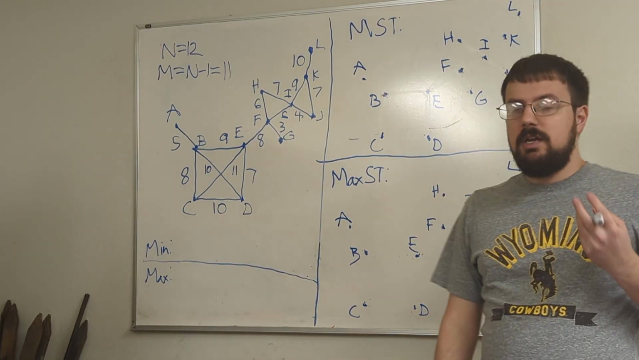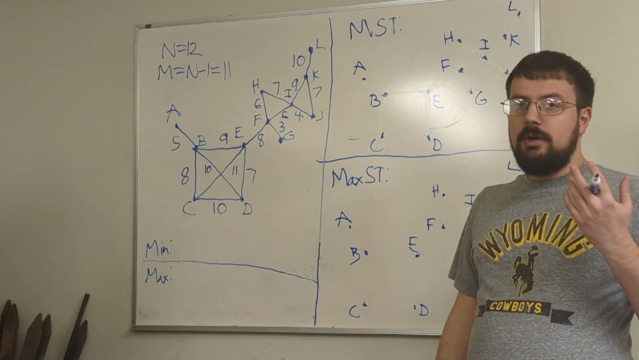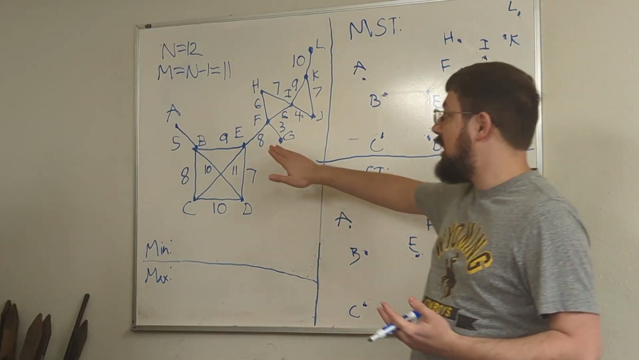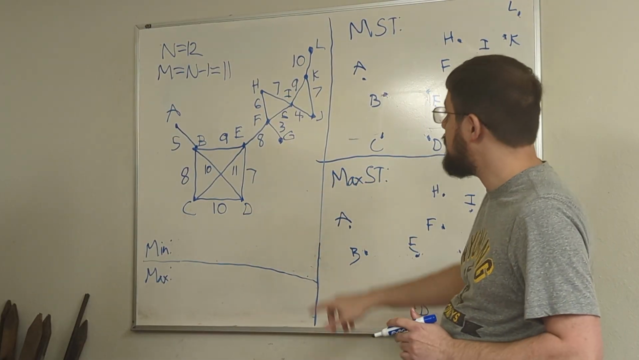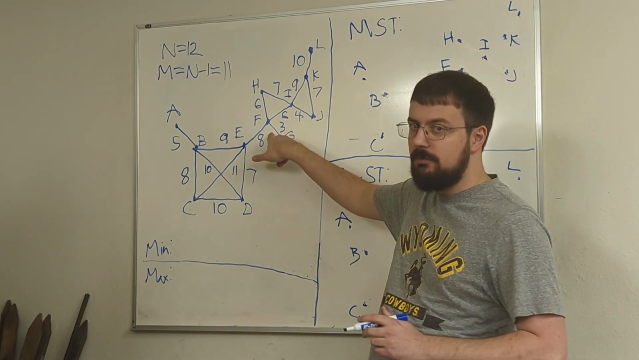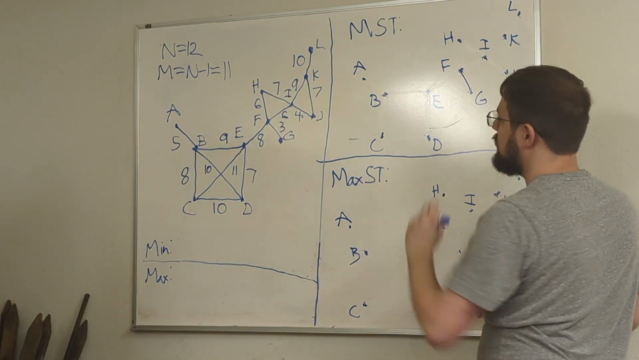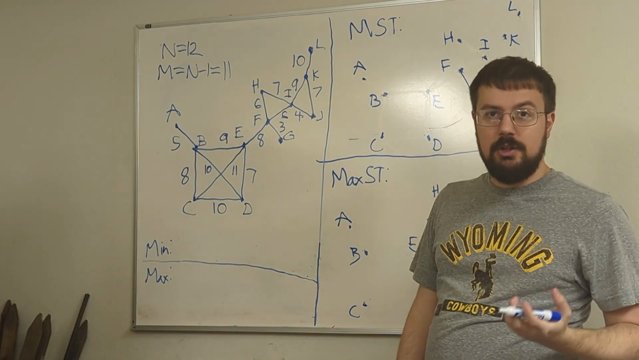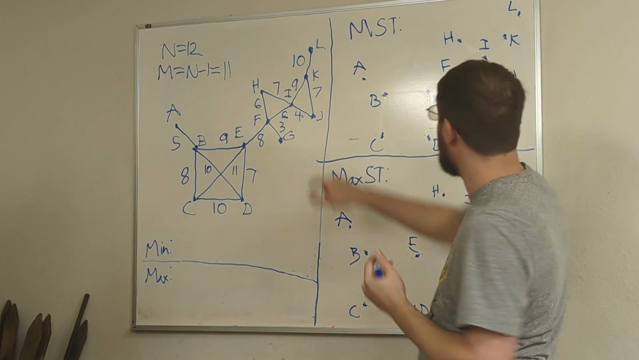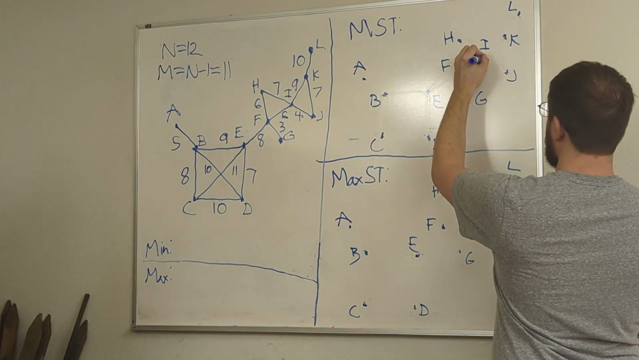Now, for the minimum spanning tree, we are going to start with whatever edge on this graph has the lowest weight. So that would be this edge right here from F to G with a weight of 3. So we're going to add that to our tree. Then we're going to go to the next lowest weight, which is 4 right here from I to J. So we're going to add that.